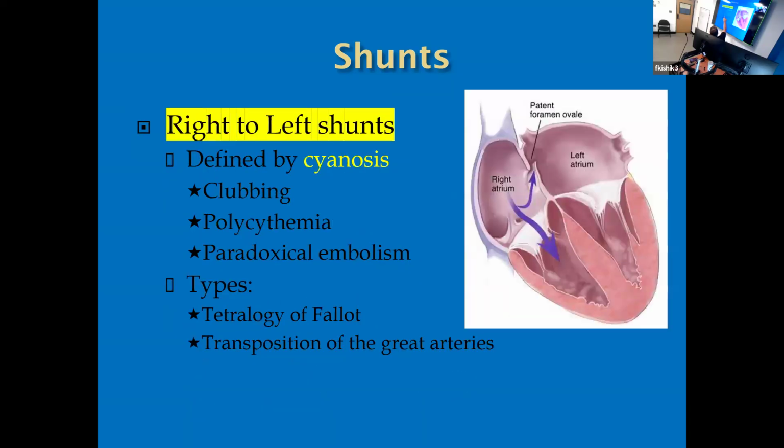So right to left shunt is defined by cyanosis, clubbing, polycythemia, and paradoxical embolism. Paradoxical embolism is when a DVT can cause a stroke. DVT should not cause strokes. It should cause a PE. If a DVT causes a stroke, that means that there's an opening and it somehow slipped through to that side. So that's called paradoxical embolism. You have tetralogy of Fallot and transposition of the great arteries, same principle.